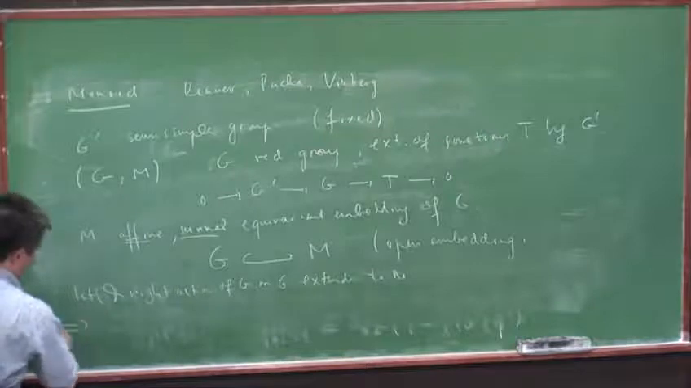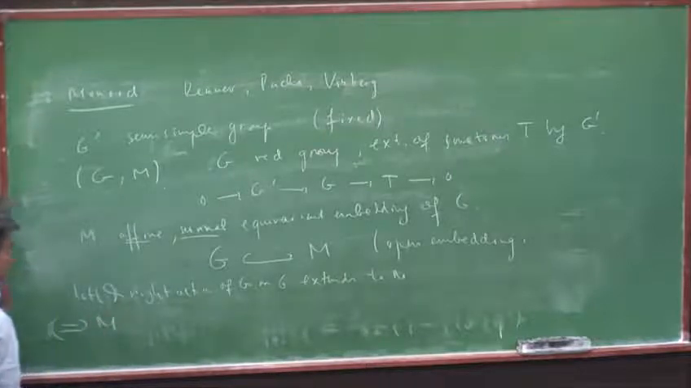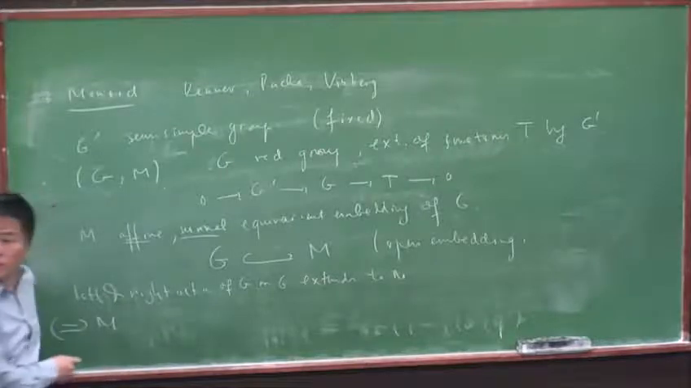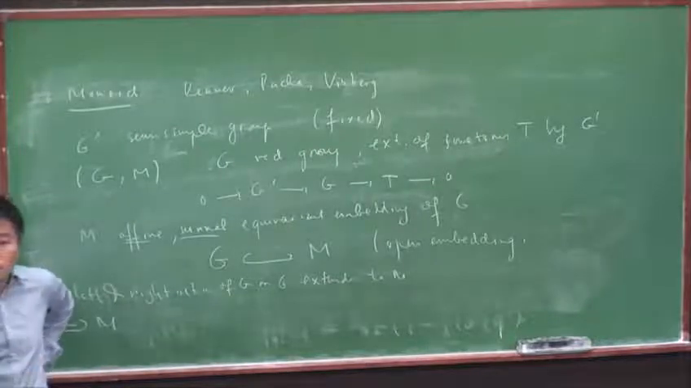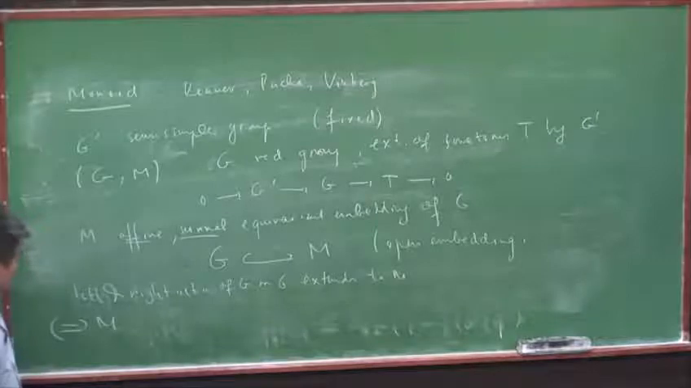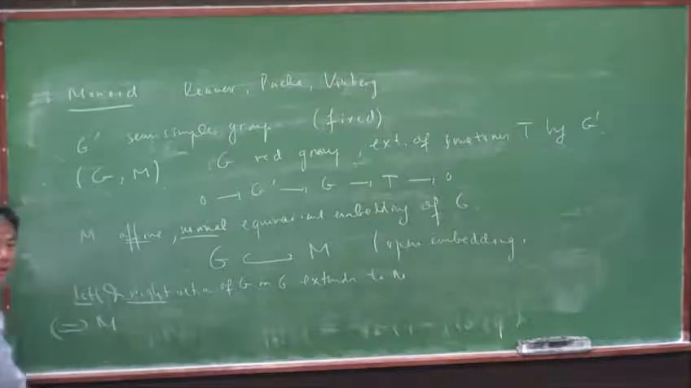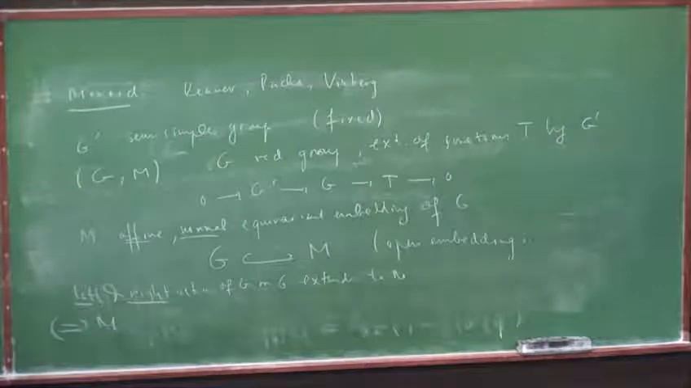G cross G, yeah, G cross G upon G. Right there, that's the guy. G cross G, I think, left and right actions. I'm sorry, my eyes are bad. Excuse me.